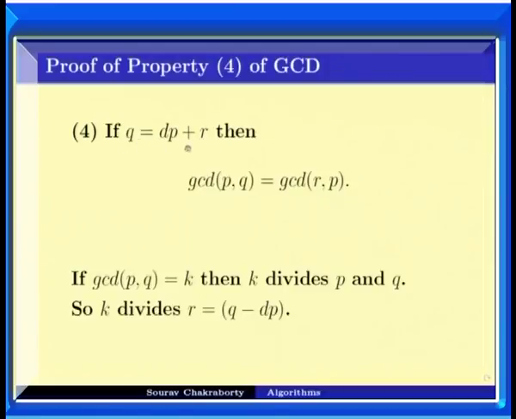Q minus dp equals r. Thus k divides the GCD of r and p, because k divides p, which we had seen from the definition of k as the GCD of p and q, and k divides r, and thus k divides the GCD of r and p.